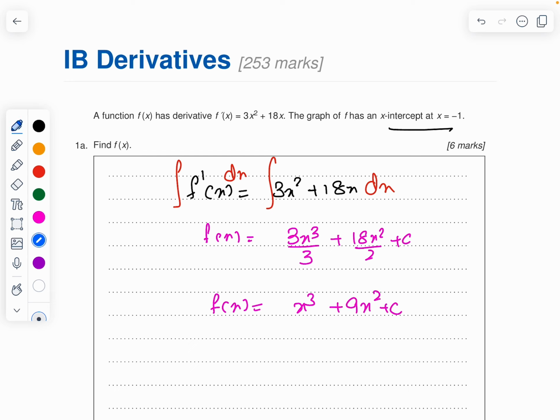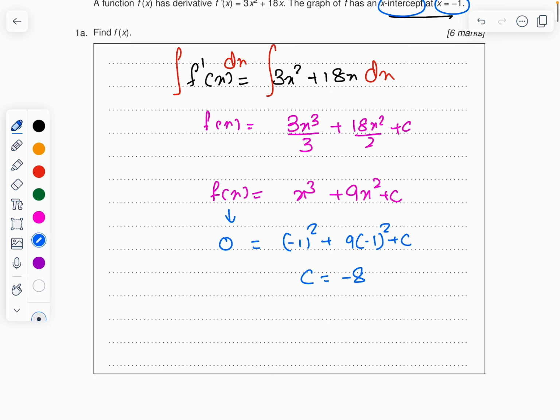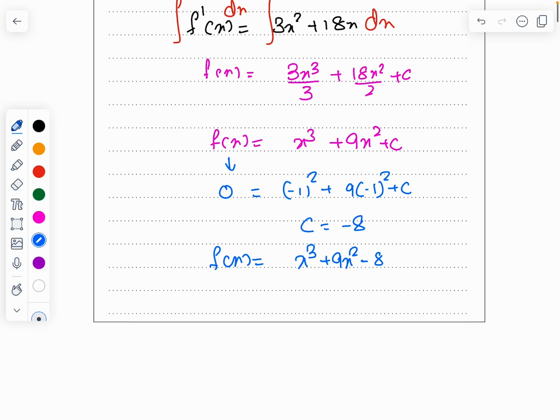Now x-intercept. X-intercept means y is 0. Then x is 1, and y means f of x is 0. Then when x is 1: 1 cube plus 9 times 1 square plus c. This gives me the c value as negative 10. So what's going to be the answer? Answer is f of x equals x cube plus 9x square minus 10.